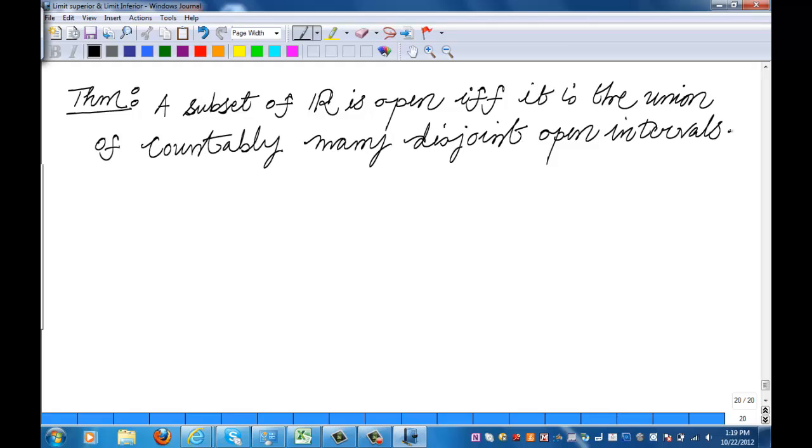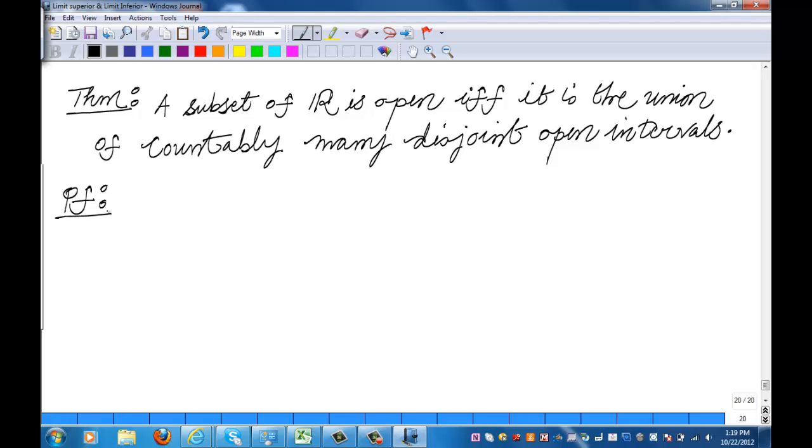Remember, we say that a set A is open if for every x in A, x has a neighborhood which is also in A, right? That's the meaning of open set. And we are saying that a subset of R is open if and only if it is the union of countably many disjoint open intervals. Now, one way is easy, right? Proof. Which way is easy?